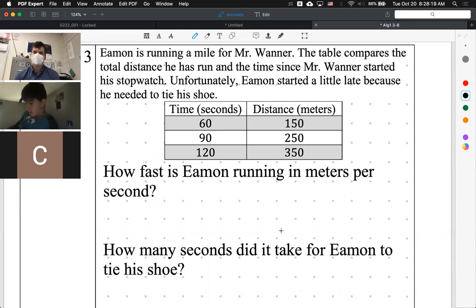So, I just made up these problems. Obviously he didn't start at 0 seconds. So at like 10 seconds, he's probably still at a distance of 0 meters. He hasn't moved because it takes him at least that long to tie a shoe, right? So our question is, how fast is Eamon running in meters per second?